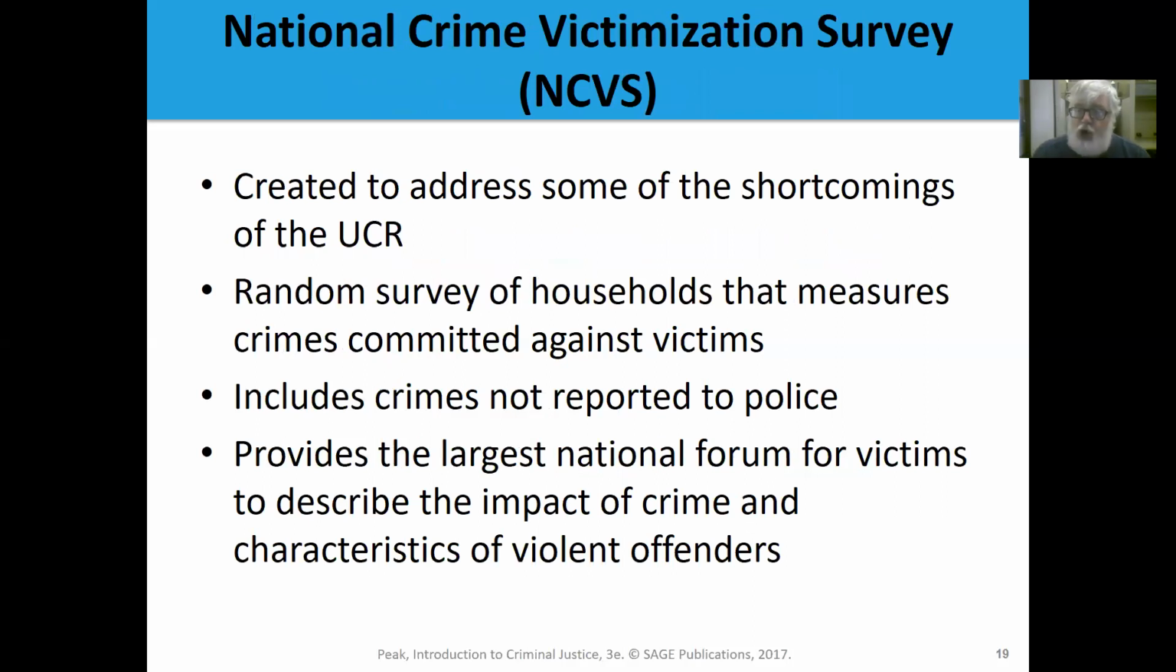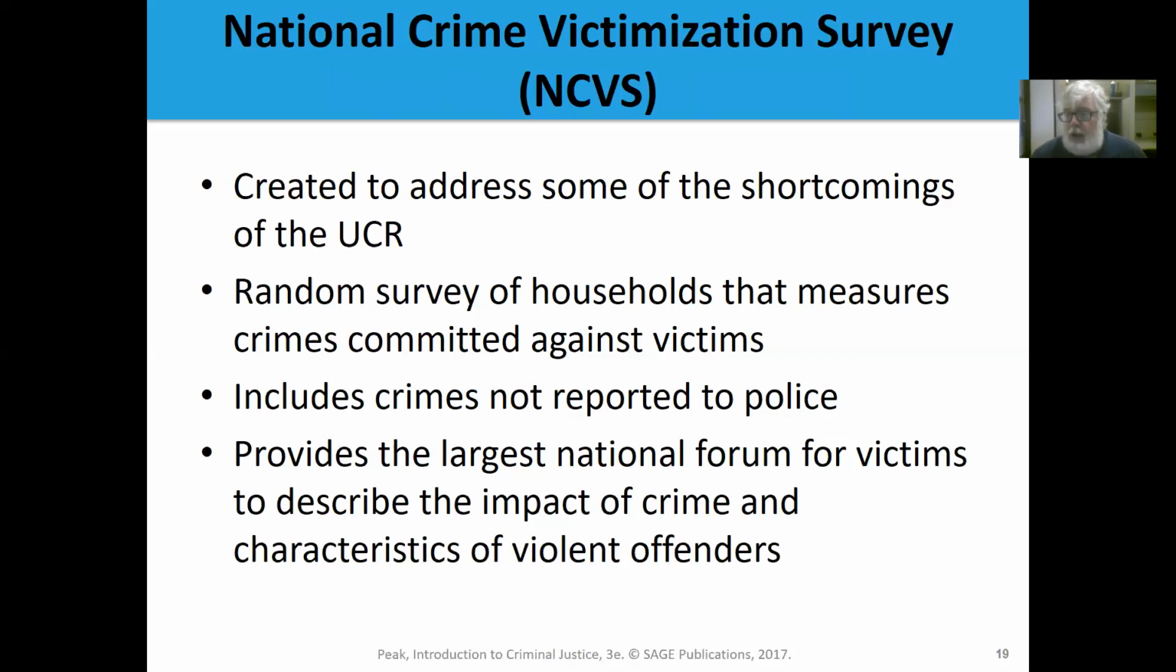The other major way that we count crimes in the United States is called the National Crime Victimization Survey, or NCVS. People identified the shortcomings of the UCR and said, hey, we're not knowledgeable of all the crimes. So they created this NCVS, which is a survey. It's a random survey. So they call 100,000 households or whatever per year, every year. The Census Bureau actually does it for the Bureau of Justice Statistics.